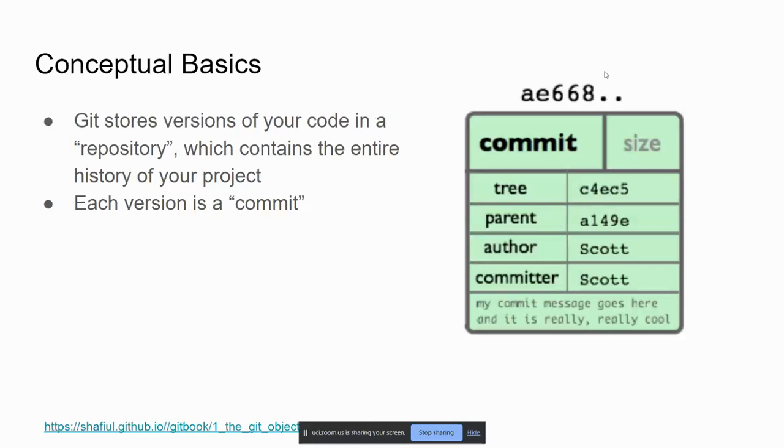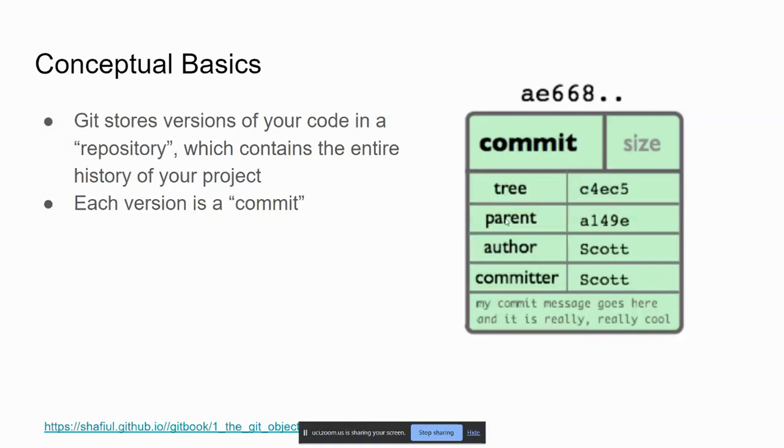Each commit stores the tree, which is like your entire project, all the code, everything. Each time you create a new commit, it stores the entire project again. So if you wanted to go back to a previous version, it has everything that you saved. It also has the parent, which is the previous version that you made it from, and then the author and committer.